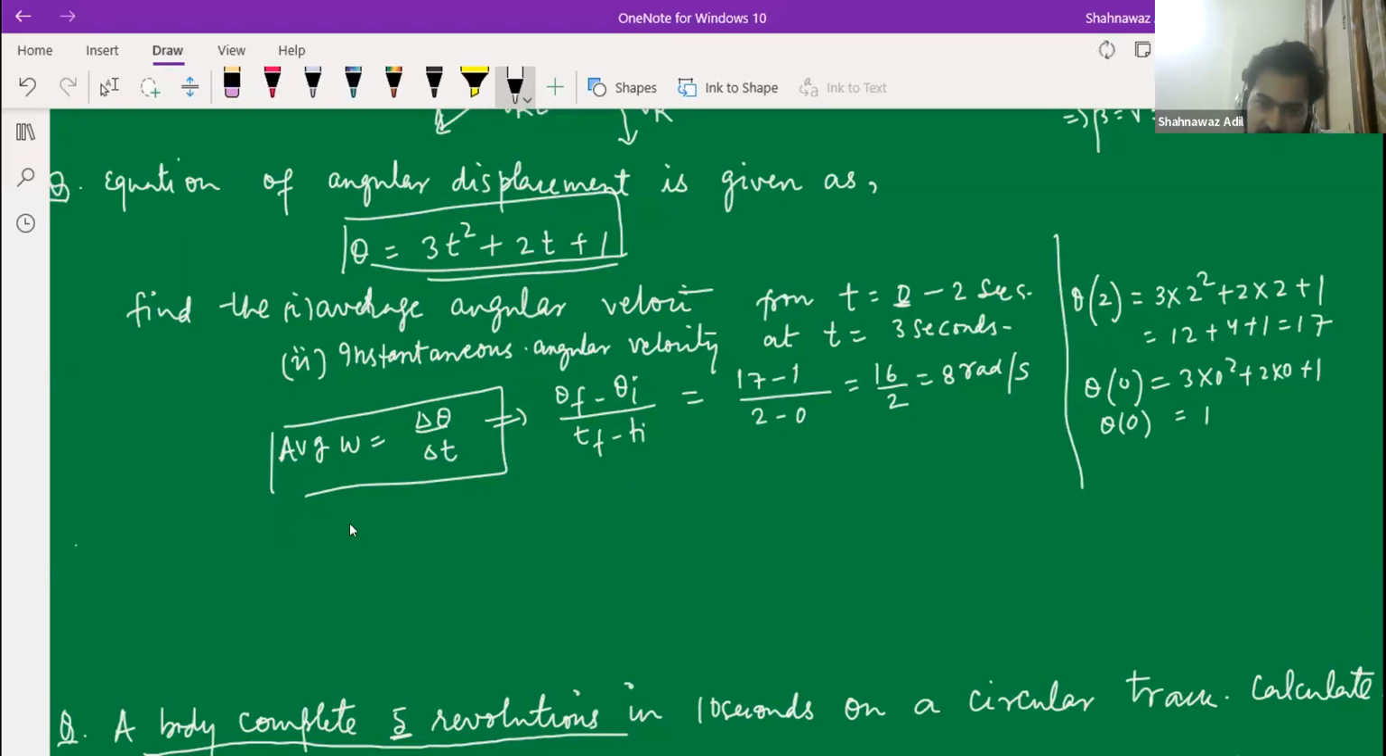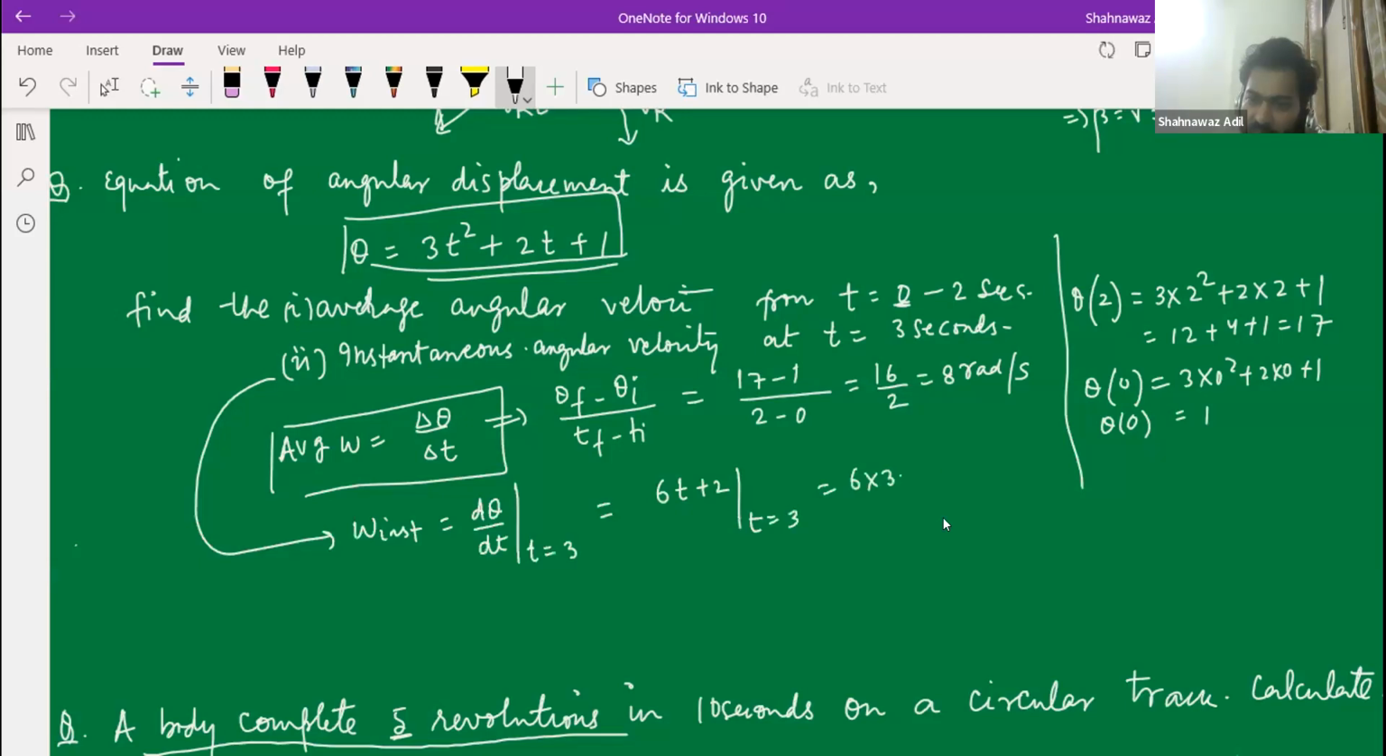And the second part, instantaneous one, that would be d theta by dt at time equal to 3 seconds. So d theta by dt would be 6t plus 2 at t equal to 3. So 6 into 3 plus 2. So 18 plus 2, 20 rad per second. So this would be the answer, right? This is how we calculate the average and instantaneous angular velocity. So quickly note this thing down and then we'll do the next question.